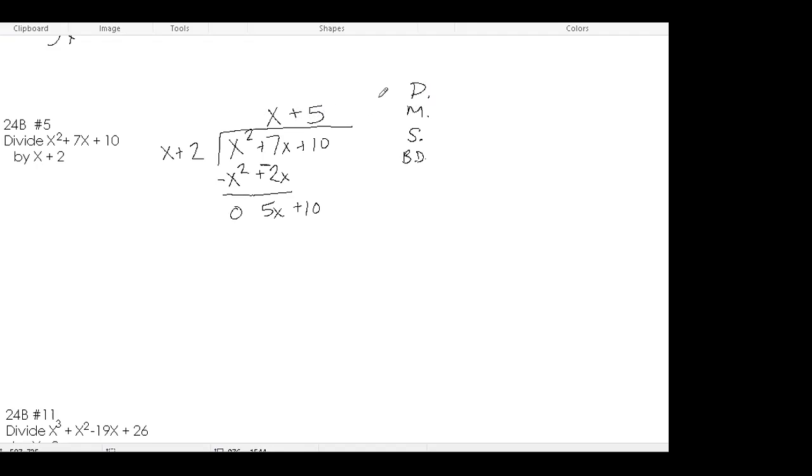Now I'm going to multiply. 5 times x is 5x. 5 times 2 is 10. Now I've multiplied. Now I subtract. I change my signs. I have 0 and 0. Bring down, there's nothing left to bring down. If I have a 0 here, that means I have no remainder. So this up here is my final answer. My final answer is x plus 5.